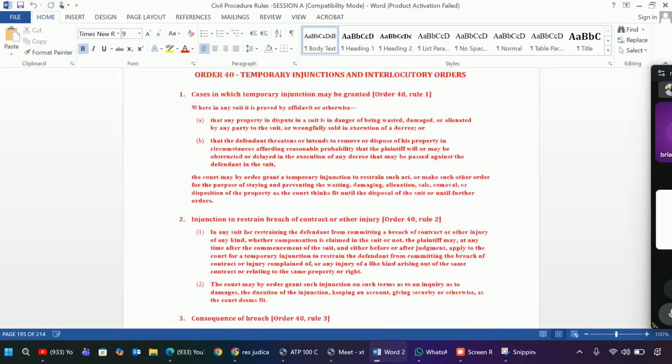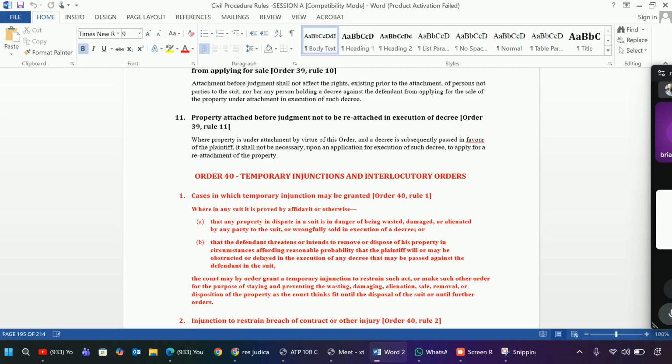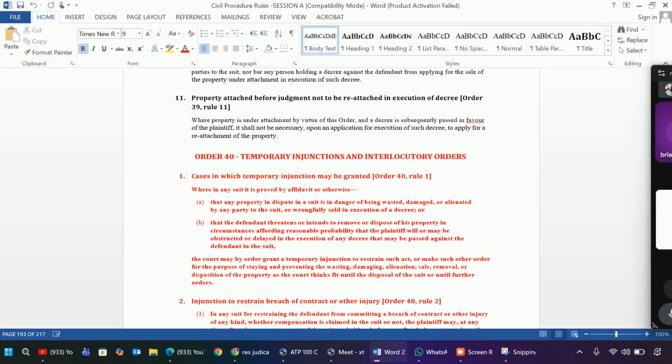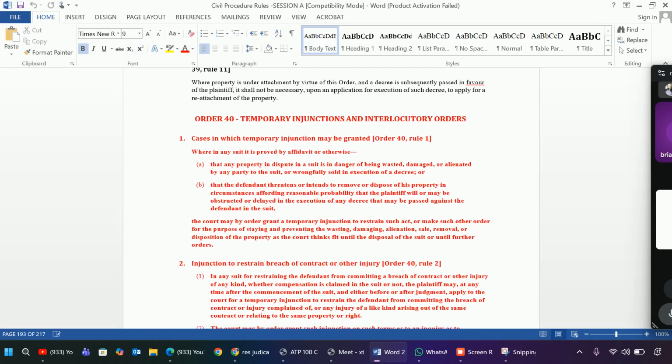So, Order 40 reveals the cases in which a temporary injunction may be granted, where in any suit it is proved by an affidavit or otherwise that any property in dispute in a suit is in danger of being wasted, damaged, or alienated by any party to the suit, or wrongfully sold in execution of a decree, or that the defendant threatens or intends to remove or dispose of his property in circumstances affording reasonable probability that the plaintiff will or may be obstructed or delayed in the execution of any decree that may be passed against the defendant in the suit.